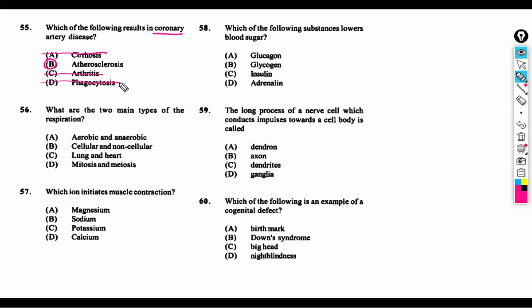56. Nobody is supposed to get that wrong. The 2 types of respiration are aerobic and anaerobic. One is with oxygen, the other one is without oxygen.